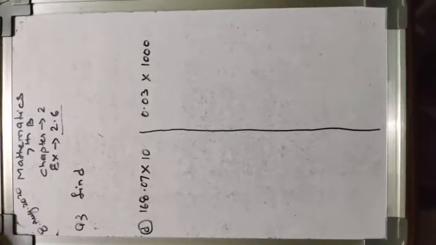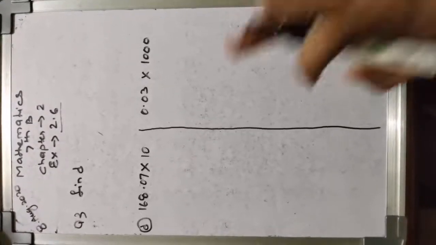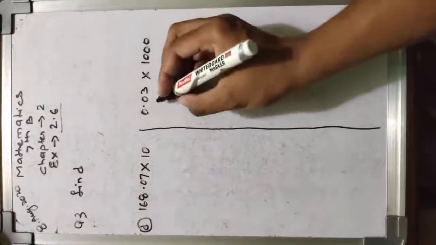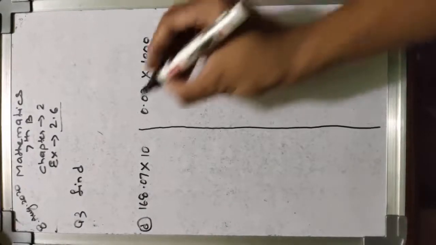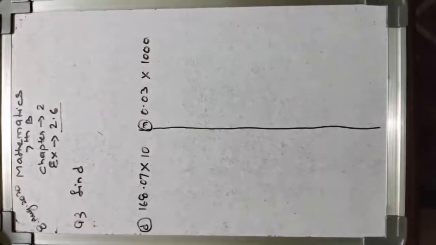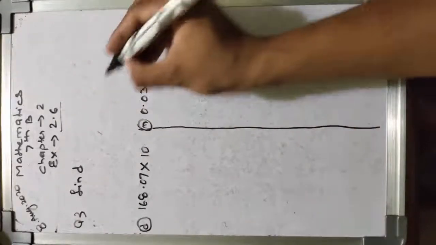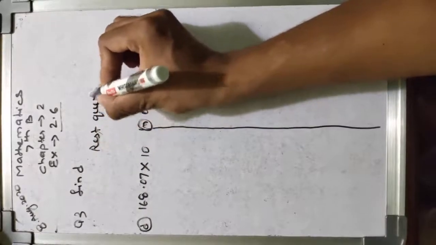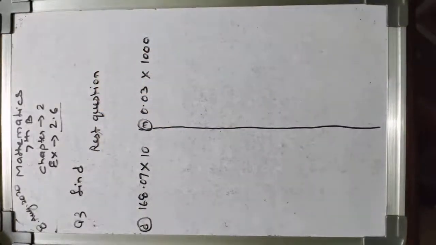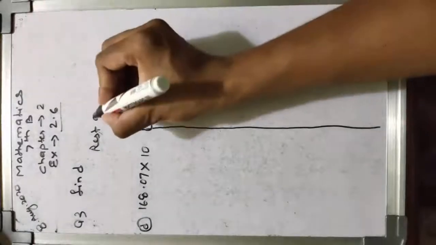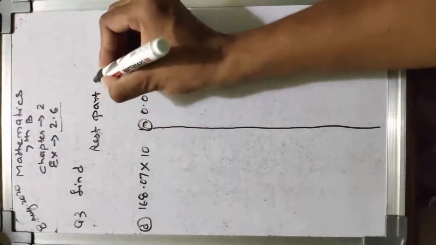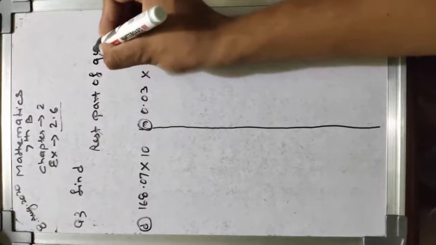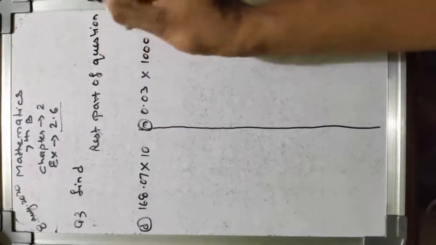In question 3 I will do only D, and this one is E, F, G, H, I, J, K, L, M1. The rest are homework. Rest questions are homework. Rest part of questions from question 3 are homework, because they are really easy. They are similar to question first.